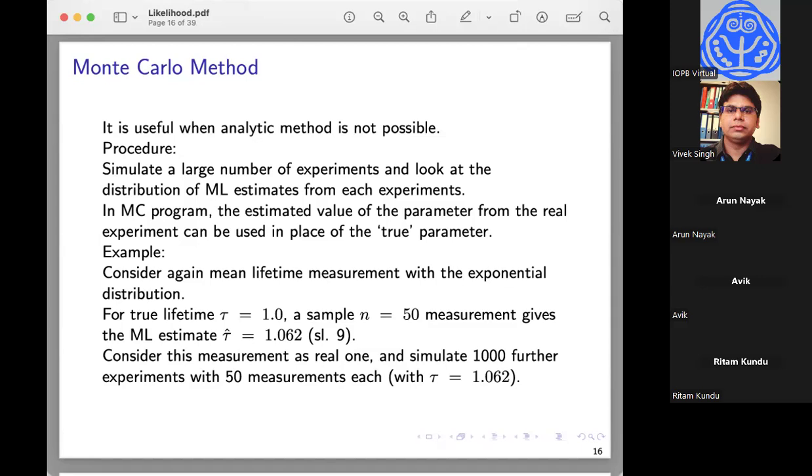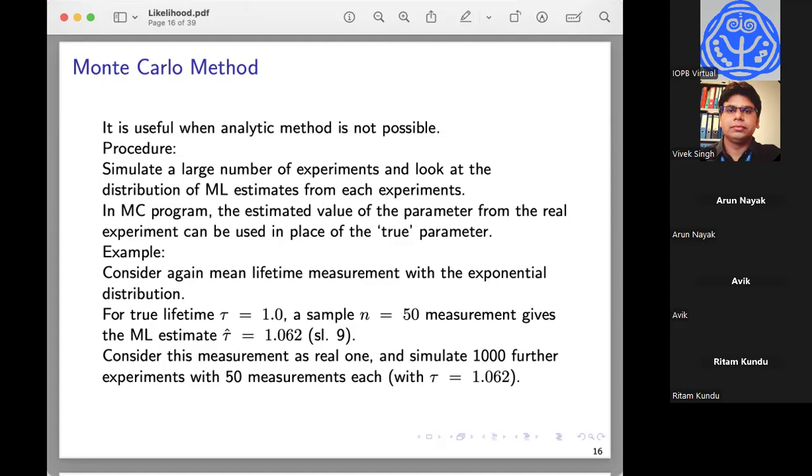Yes, sir. So in this case, this is something different I am talking about. Suppose you have a data set and you want to estimate some parameter of your PDF. In that case, what will you do? You will do a maximum likelihood fit to that observed data set, and you will get some result for your estimator, say some theta.